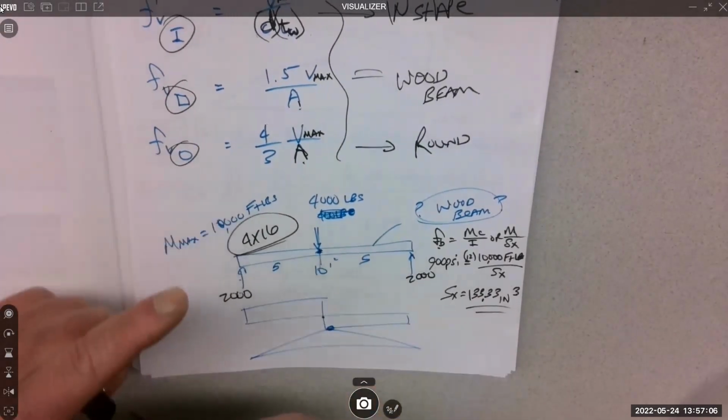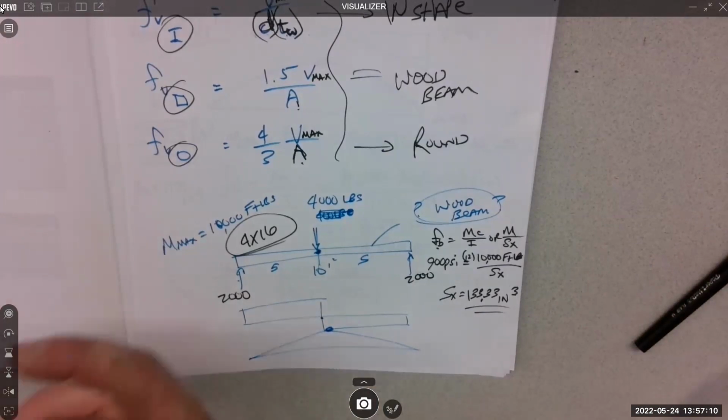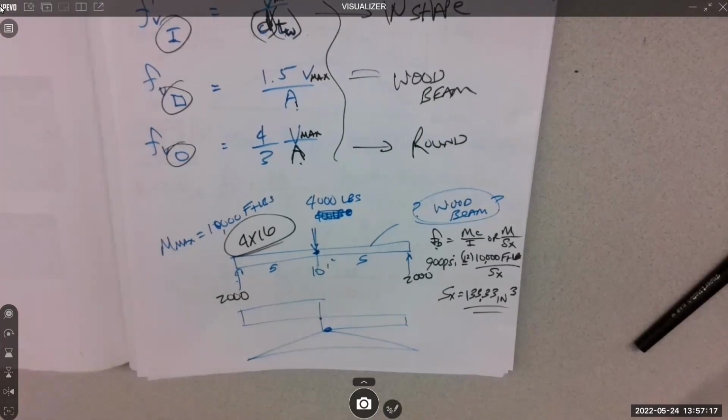4x16. Pretty big chunk of wood. 16, 4, pretty huge, right? So that's how you make the choice. That's our first little design process. You'd want to check it in shear, and then once we get deflection, you want to check it in deflection.